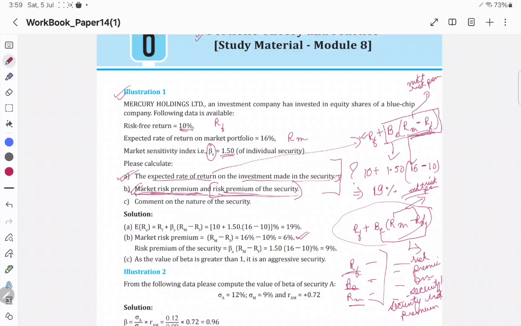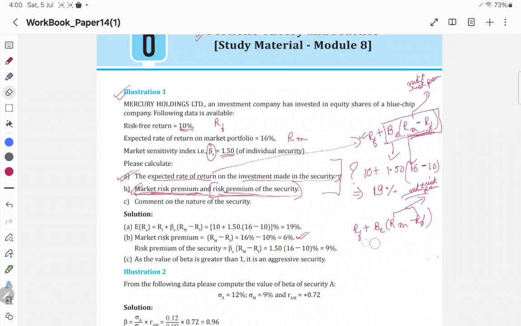You only have to read this formula and go through it once. This is referred to as market risk premium, and this is referred to as risk premium on security, and the questions will be easily solved. Okay, this was just a tip for you for exam purpose. The third part you can easily calculate. I think you have already calculated it over here, so this is the answer.